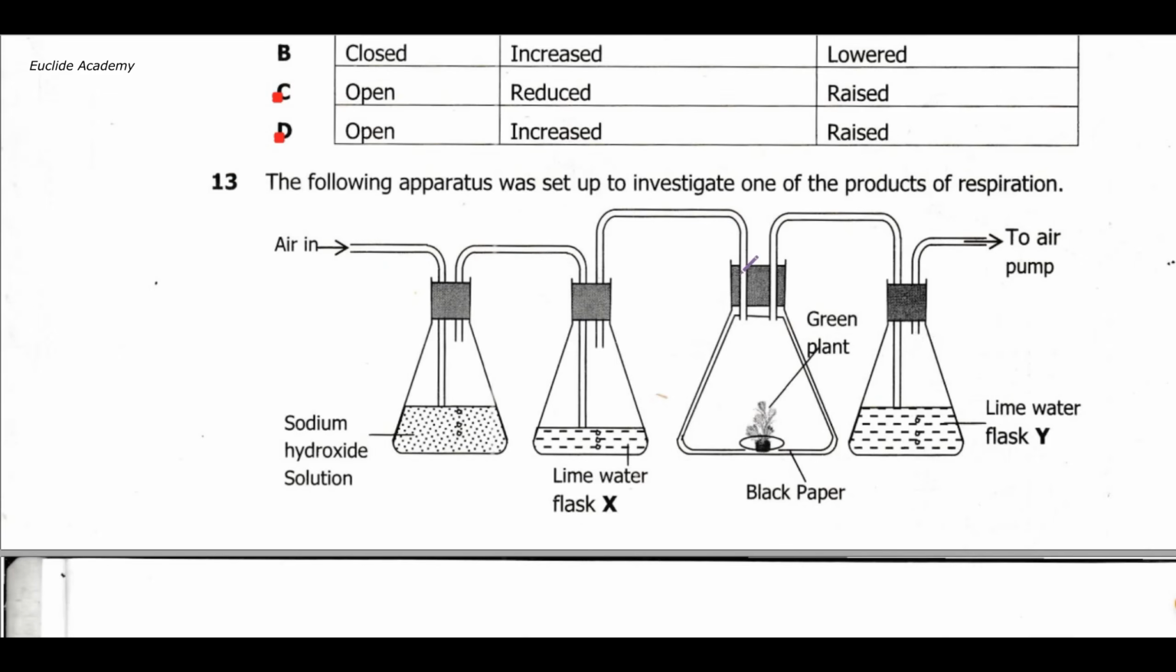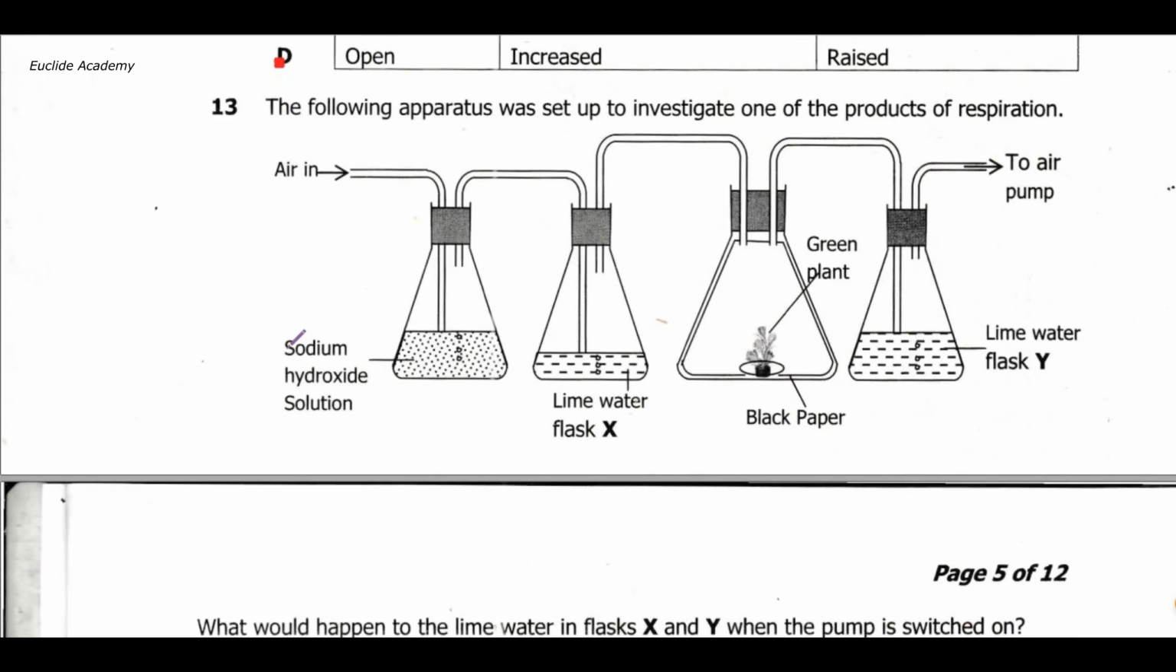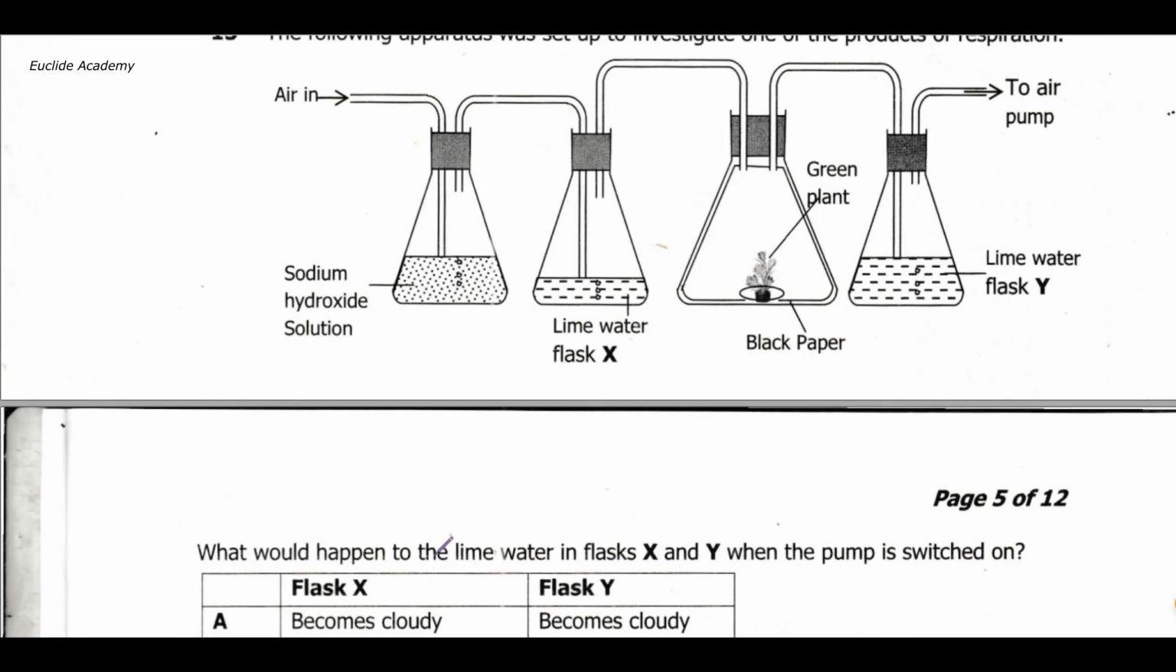The following apparatus was set up to investigate one of the products of respiration. Here you've got the setup. Air comes in to this flask with the sodium hydroxide solution, and then it goes out into flask X, where we have lime water, and then goes out to where we've got a green plant with some black paper there. Then we've got lime water, flask Y, and then the air goes out. The question is, what would happen to the lime water in flask X and Y when the pump is switched on?